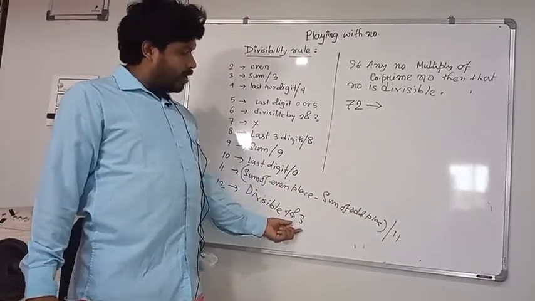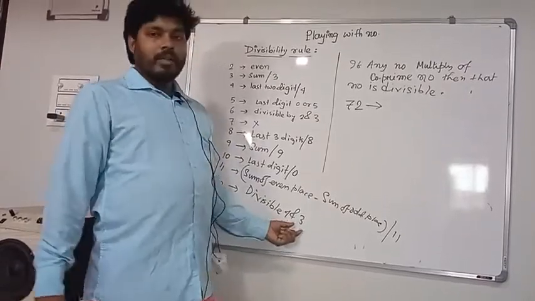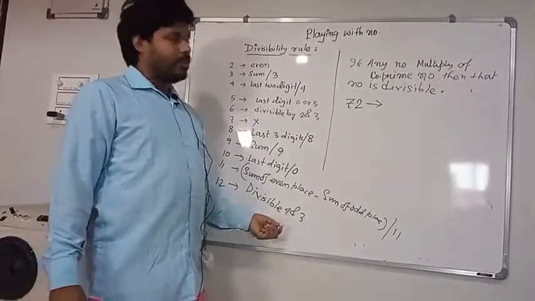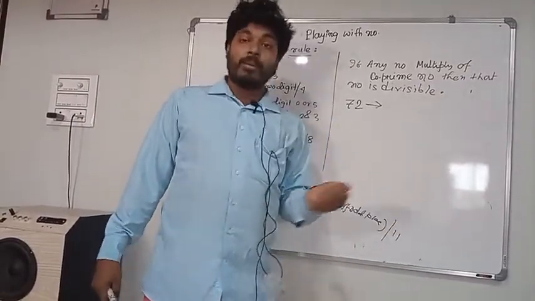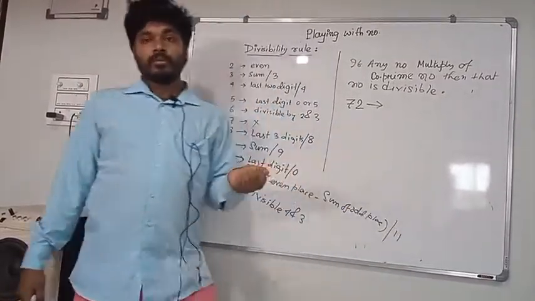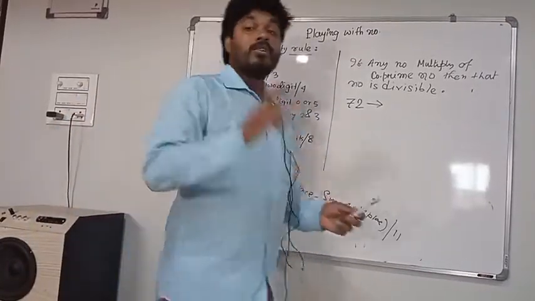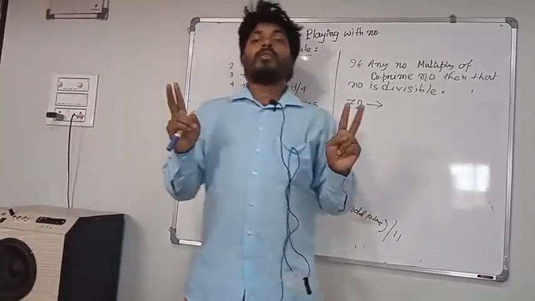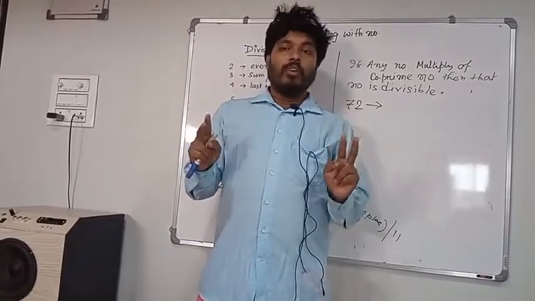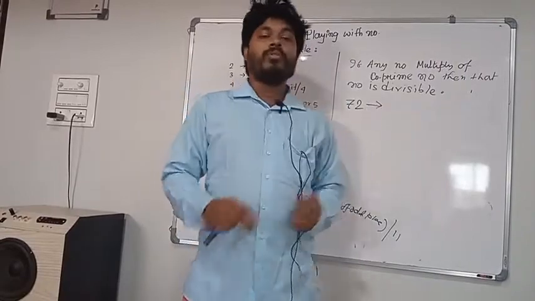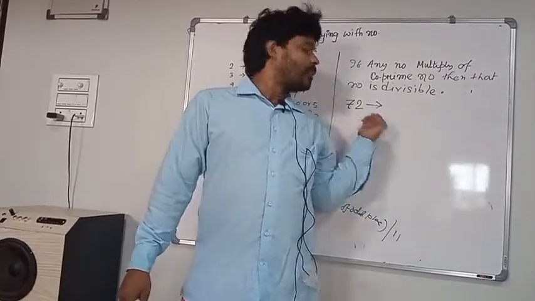Look, here 4 and 3 are two co-prime numbers. So this 12 can be divided by 4 and 3. Again, 72. So what is the divisibility rule of 72? Tell me which two co-prime numbers have a product of 72.